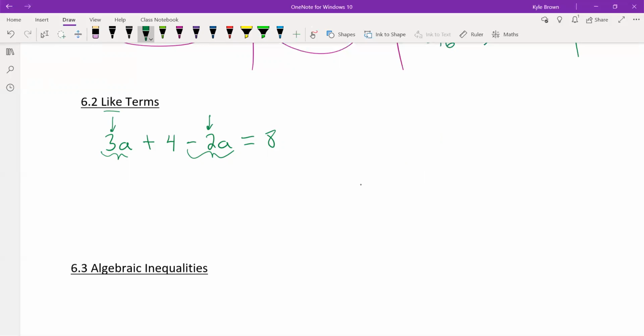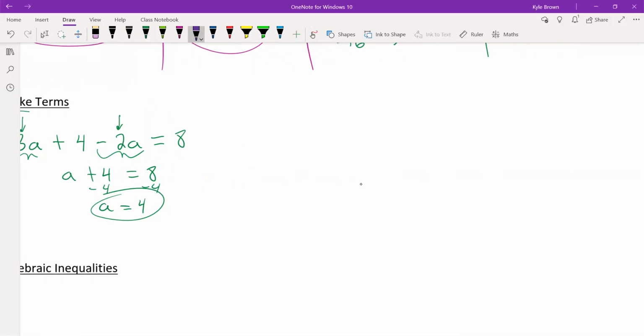All right, so if I do that, I've got a, I've still got the plus 4, and that's equal to 8. Okay, so now I just need to get rid of that 4. So I'm going to subtract 4, so we get a is equal to 8 minus 4 is 4. And there you go. All right, let's make it harder.